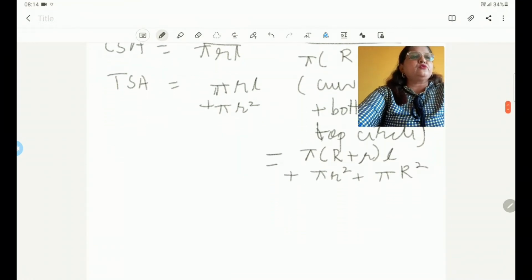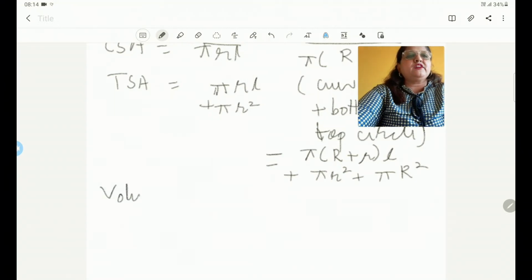So just understand, don't just simply memorize. If you memorize without understanding, then it becomes really difficult. And if you forget one small thing, then the whole answer goes wrong.